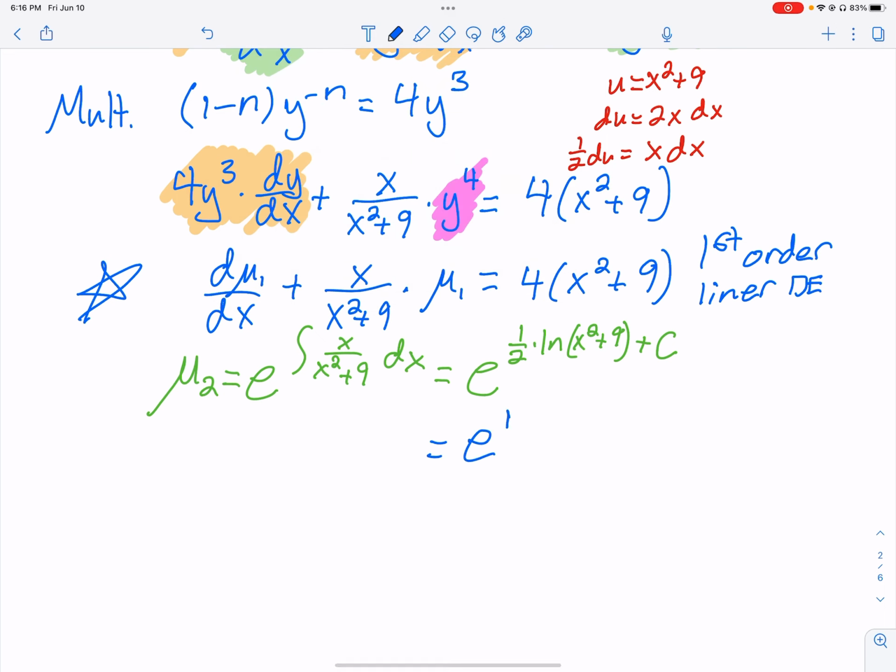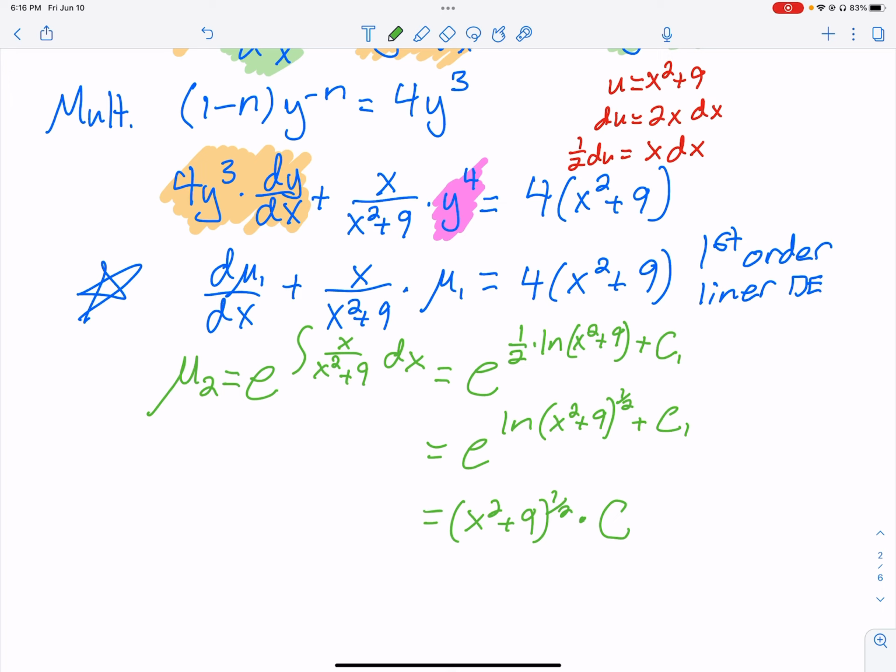So we have e to the ln, let me go back to my green, sorry about that, equals e to the ln of x squared plus 9 to the 1/2 power plus c. This is c1. I'm going to call that c1. We get, just like we were used to doing back when we were doing these in our first order linear section, the x squared plus 9 to the 1/2 comes down, and then we just get this new constant here times c, because it's e to the c1, and we just call that c.